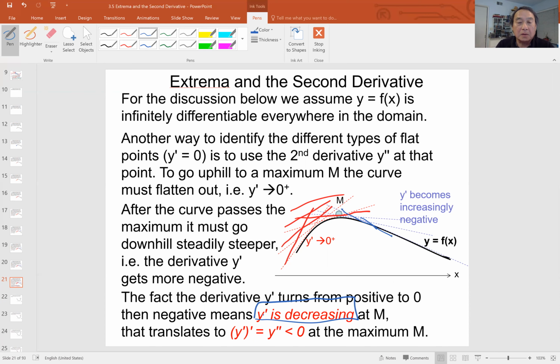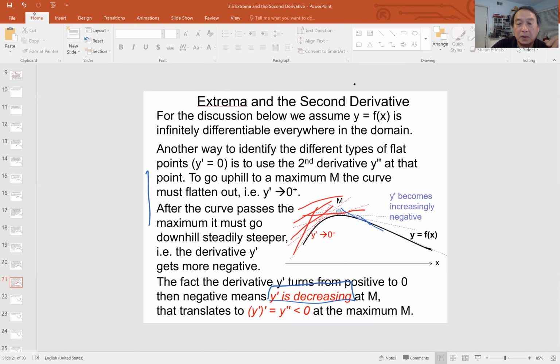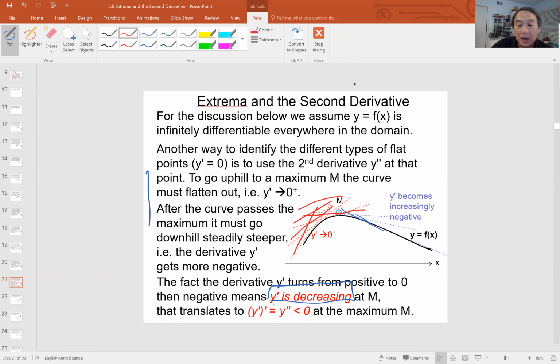So here is a characterization of a maximum point. If the first derivative is zero, it's flat, and the second derivative is negative, then this point is a maximum. We have a similar description for a minimum, with the inequality pointing the other way around.